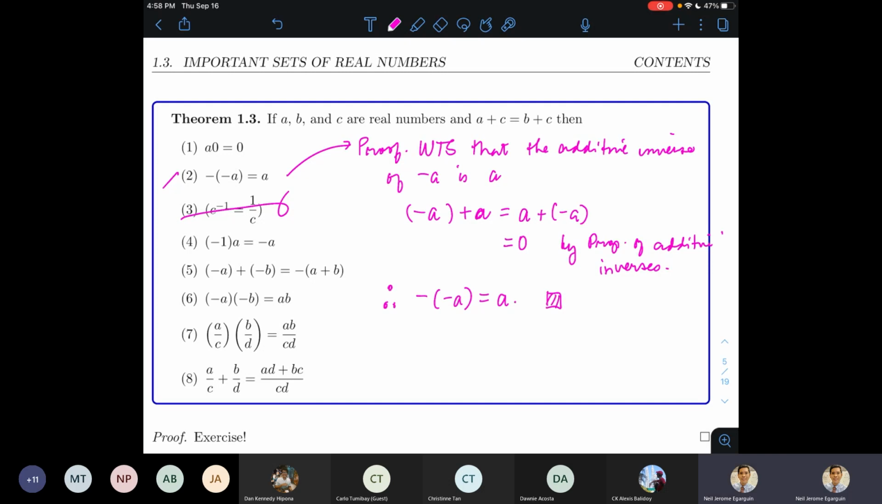Okay? The statement is quite self-evident, but basically it's just a play on the ordering of the addition. Actually, it's a bit of a cheat because it was already stated in the property of additive inverses above. But basically, if you want to see the detailed proof, here it is.